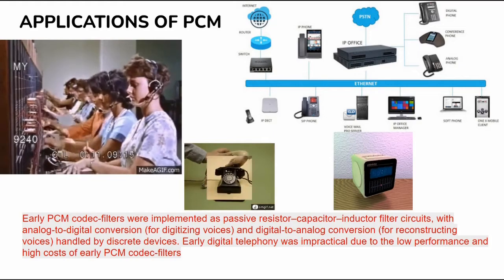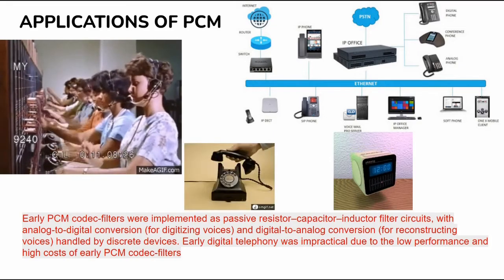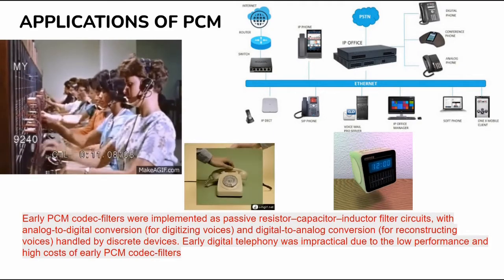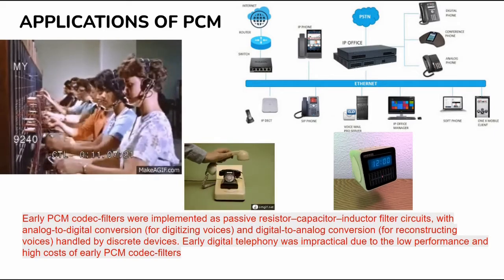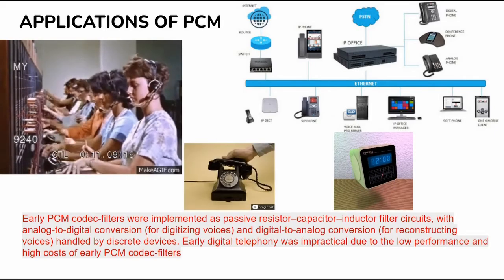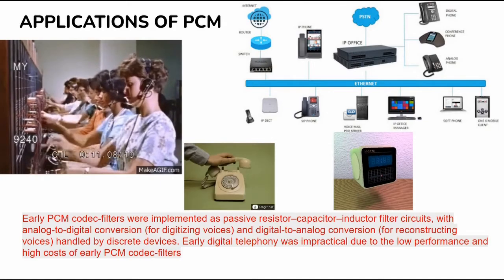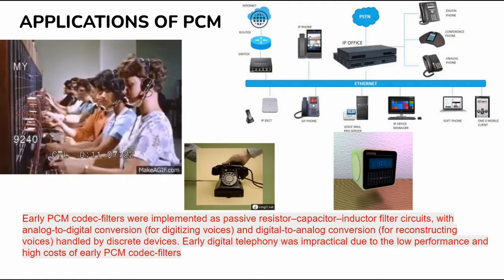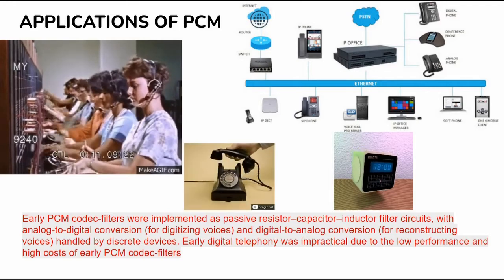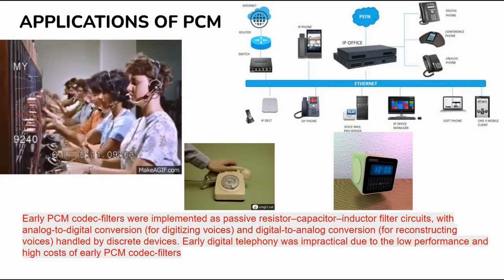Early PCM codec filters were implemented as passive resistor, capacitor and inductive filter circuits with analog to digital conversion for digitizing voice and digital to analog conversion for reconstruction of voice, handled by discrete devices. Early digital telephony was impractical due to low performance and high cost of early PCM codec filters.